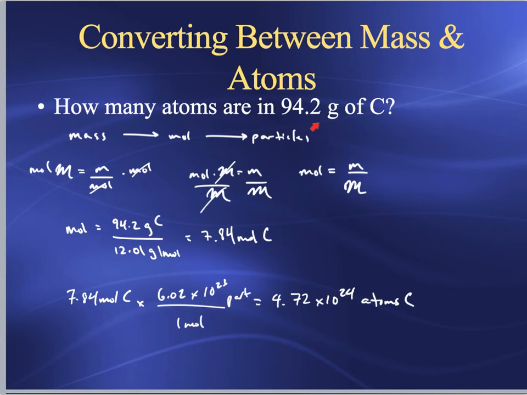And then to get it to number of particles, I just take the moles times Avogadro's number, 6.02 times 10 to the 23rd particles per mole. Since this is a single element, we're talking about atoms, so this is 4.72 times 10 to the 24th atoms of carbon. So starting from grams, I can get all the way to figure out how many atoms there are, roughly.